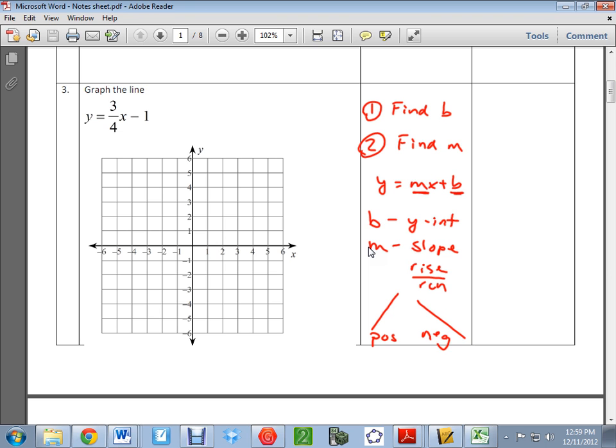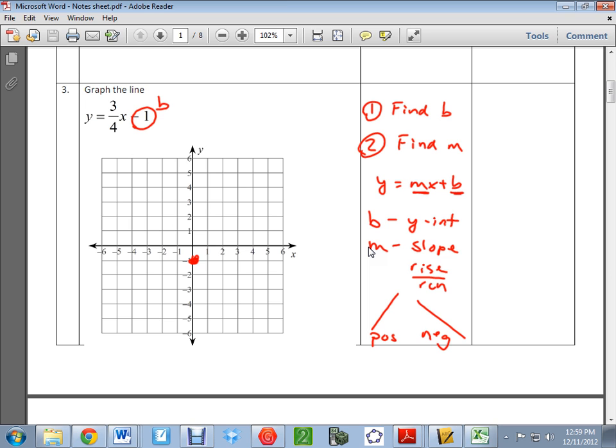Those are important things to know, because if you don't know the direction that your slope is going, you can tell by looking at the positive 3/4, knowing that it should be going up and to the right. So what we want to do is first start at b. What is b in this case? -1 is b. That's my y-intercept, so I'm going to put that on the y-axis.